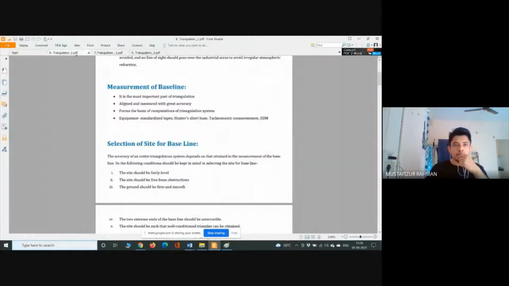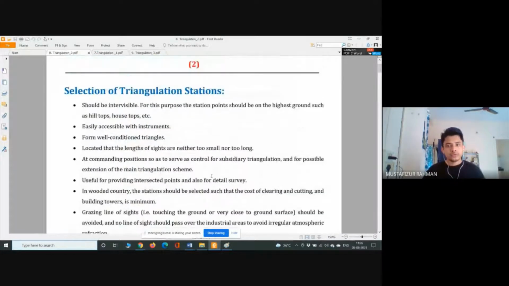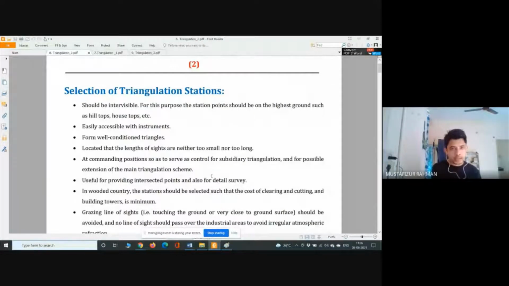After this we will go for this one. So here we have a few theoretical things, very simple selection of triangle. Fixing our equipment over there. It may be a theodolite, it may be a total station, it may be an electronic distance measuring equipment like that. Those stations are to be workable. You have to be able to reach there, you have to be able to work over there properly, things like that.